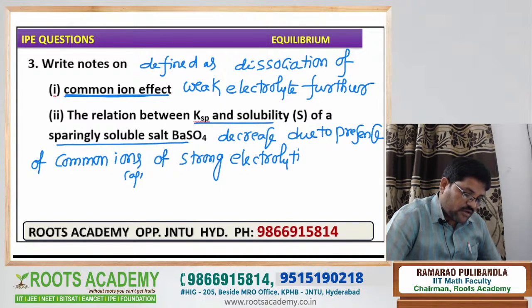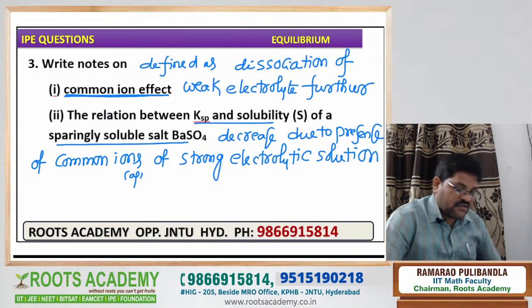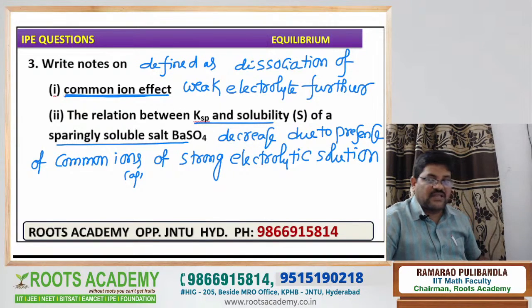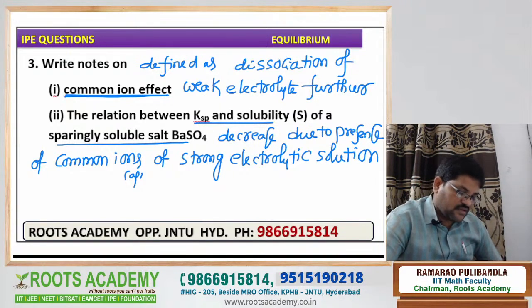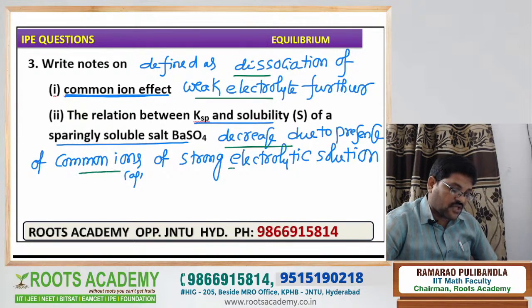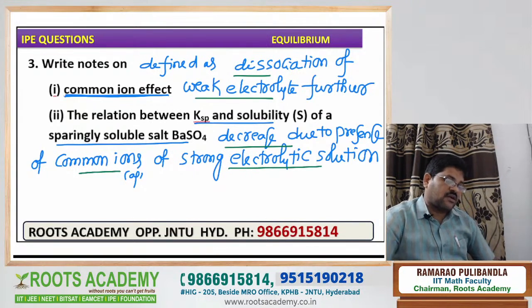Electrolytic strong electrolytic solution. That is the statement. For the statement you write as it is, you get full marks. Is the statement clear? Repeat the statement once again. What is the common ion effect? The dissociation of the weak electrolyte further decreases due to the presence of common ions of the strong electrolytic solution. That is called common ion effect.